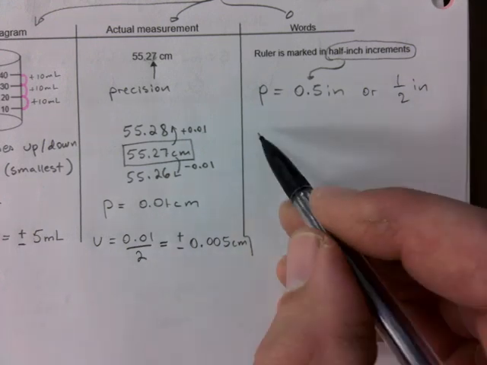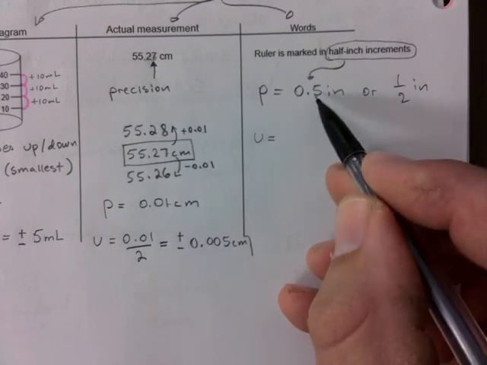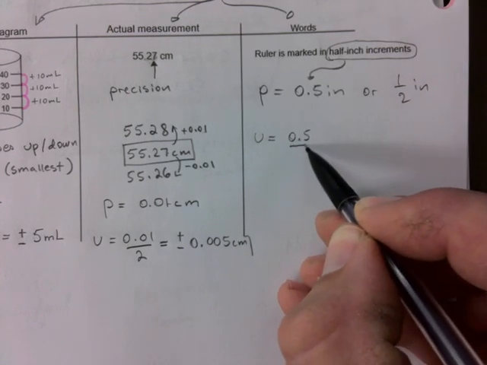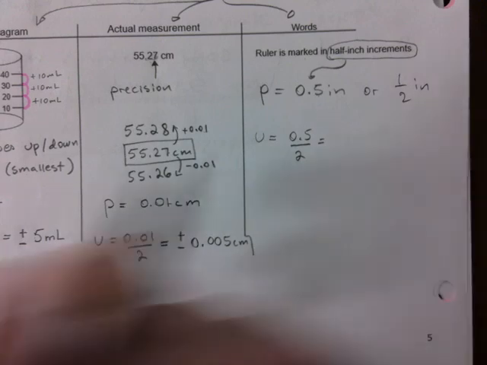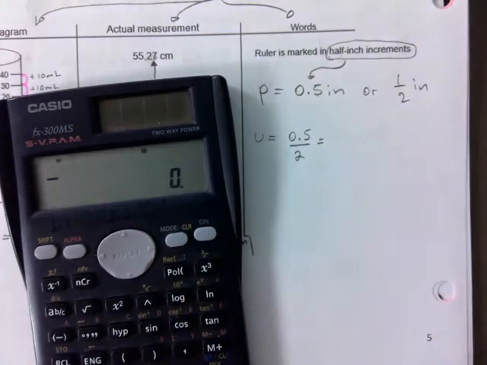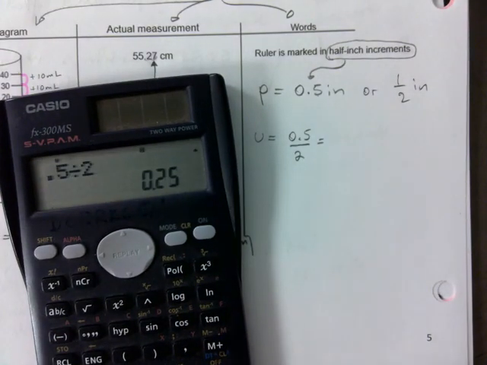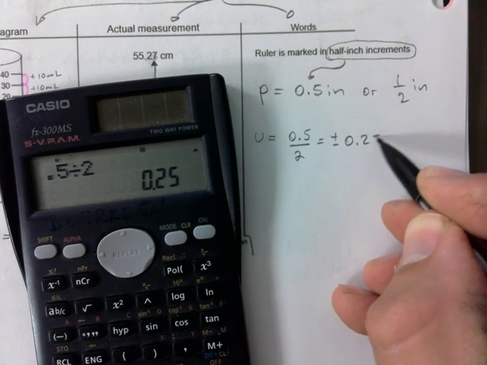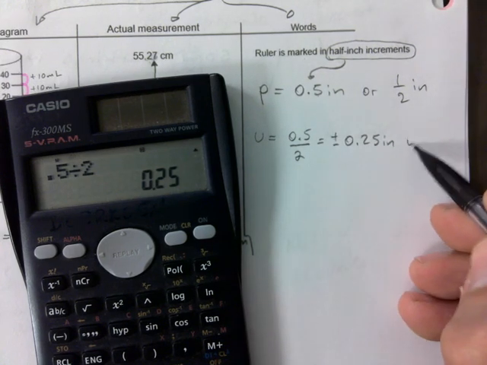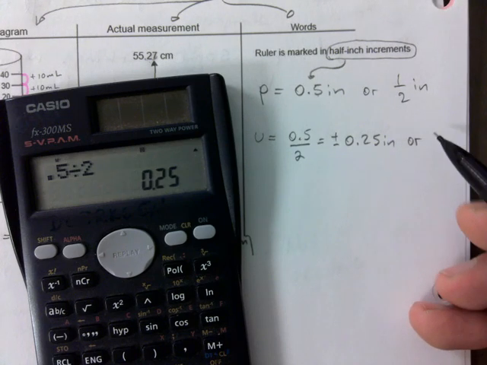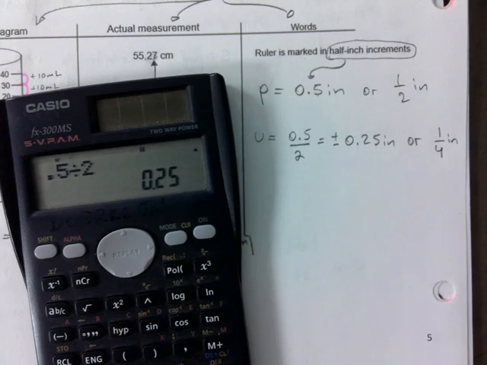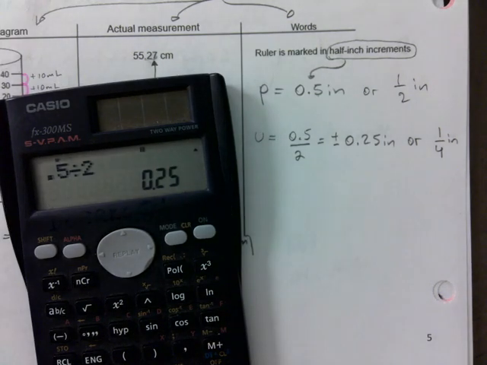But there you go. Uncertainty, you take half an inch, right? You split it in half. What do you get? 0.5 divided by 2. Some of you already know the answer. Plus or minus 0.25 of an inch. Or what is that as a fraction? Yeah, 1/4, right? I'm going to do some imperial measuring.